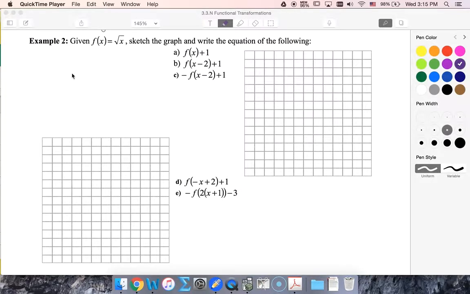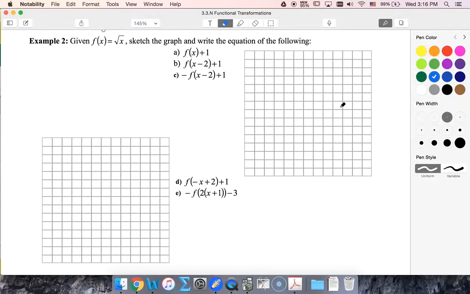All right, so now let's look at sketching with some transformations. We've got our parent function, root x. I know that it starts at (0, 0) and then goes through (1, 1) and (4, 2). I'm going to take that graph and now shift it up 1.